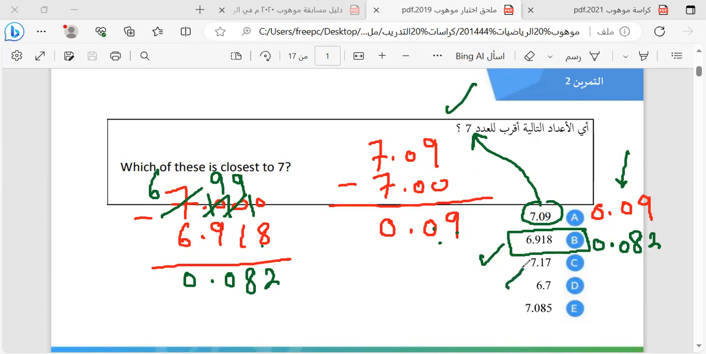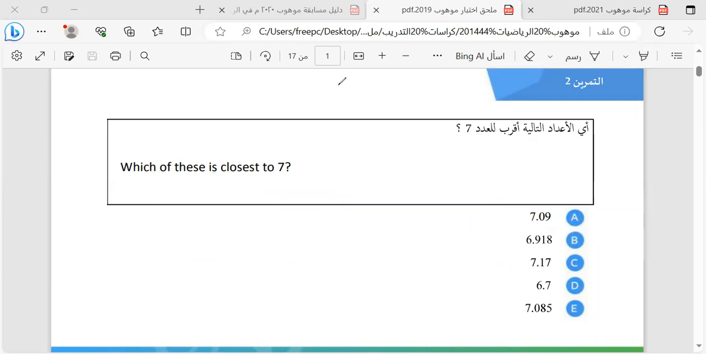Also, we find the difference between this and 7. Here we don't need to use this one. Why? Because 7.17 is greater than 7.09, so no need to find the difference. Also this one is far away from this, and this is far away. So which one is the answer? B. Mister, I still don't understand. Who doesn't understand? Maria. Okay, Nagam?